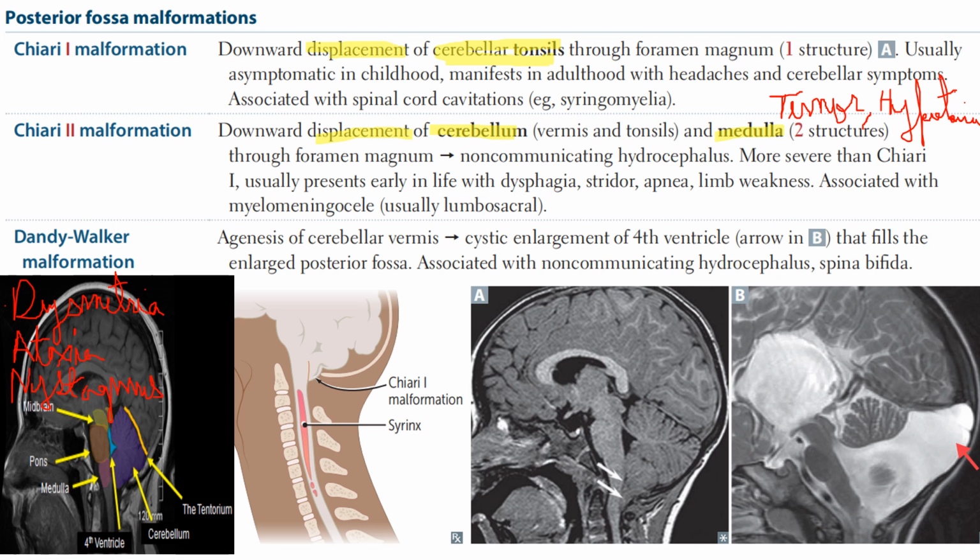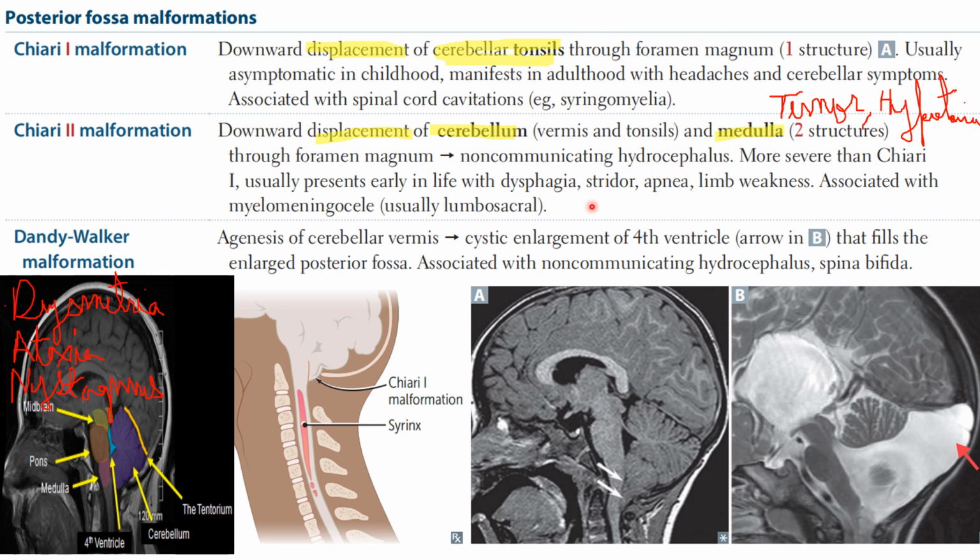Now it's going to pass through the foramen magnum. Foramen magnum is going to be here. As I told you, it's a large opening inside the occipital bone. So that's where, same as the Chiari I, it's going to pass through the foramen magnum. Now, there's going to be non-communicating hydrocephalus.